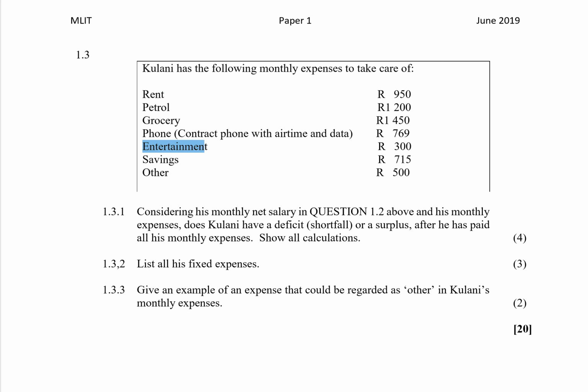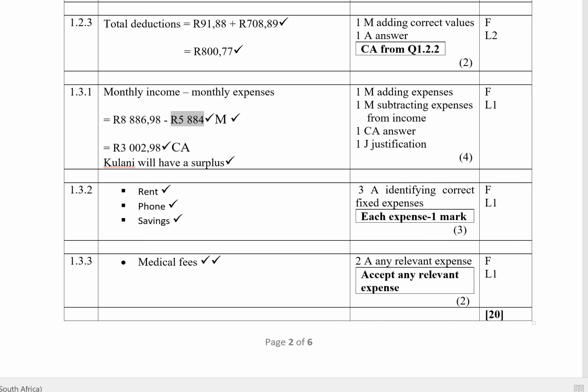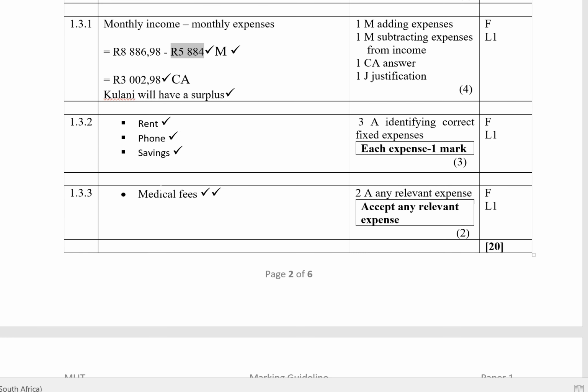Entertainment will be variable expenses. Savings can also be done in the form of a debit order if you have a fixed investment that you have every month. And if we assume that people save their money first before paying anything else, we can consider savings as a fixed expense as well. So you'll see on the memo that they've listed those as the fixed expenses.